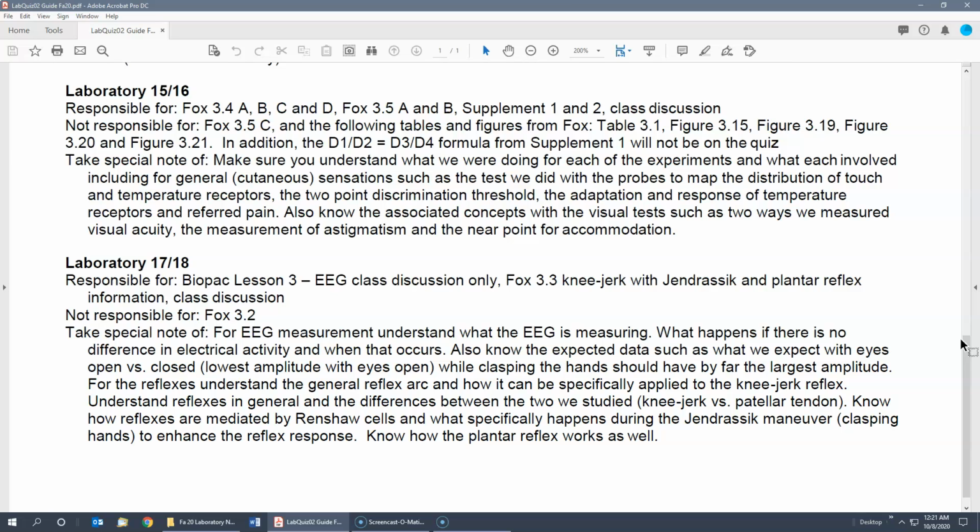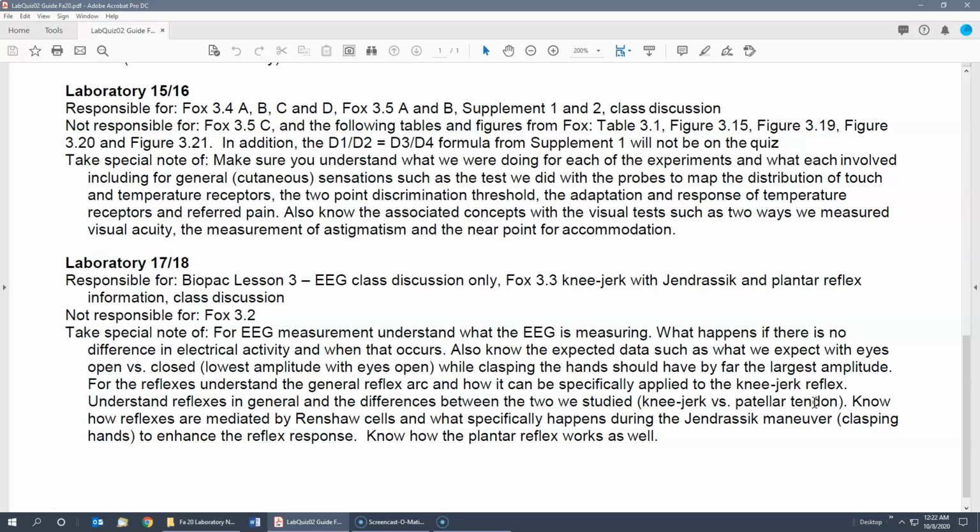For the reflexes, you should understand the general reflex arc: the receptor, afferent, integrator, efferent, effector, and how that is specifically applied to the knee jerk. You should understand the reflexes in general, and the differences between the 2 we studied. I just noticed this, but it says knee jerk and patellar tendon. Those are the same reflex. It should say knee jerk and plantar reflex. You should understand how the reflexes are mediated by the Renshaw cells and what happens with the Jendrassik maneuver when you try to enhance the reflex. And you should know how the plantar reflex works as well.